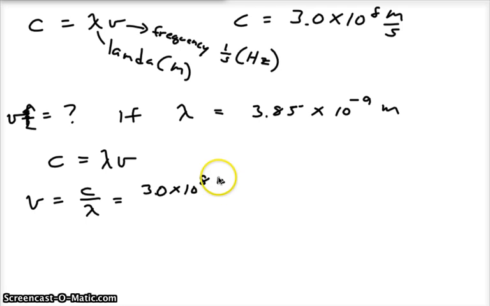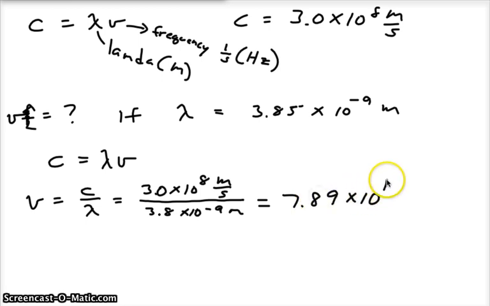3.0 times 10 to the 8 meters per second, speed of light, divided by the wavelength, which is 3.8 times 10 to the negative ninth of a meter. And then punch that into your calculator. Let me do that real quick. And you get a numerical answer of 7.89 times 10 to the 16.